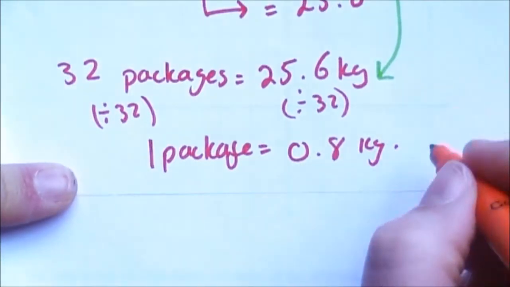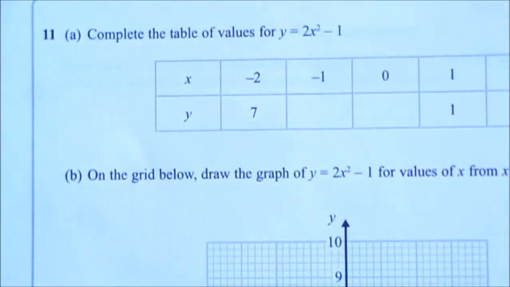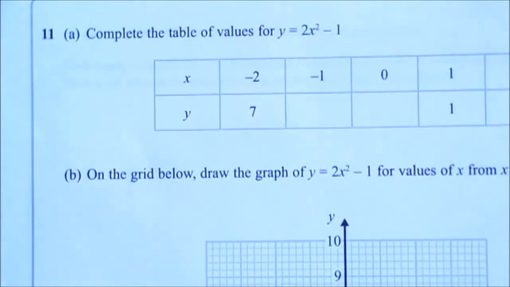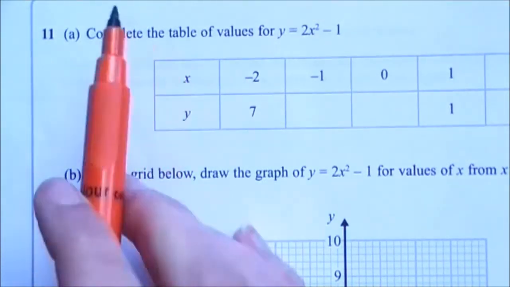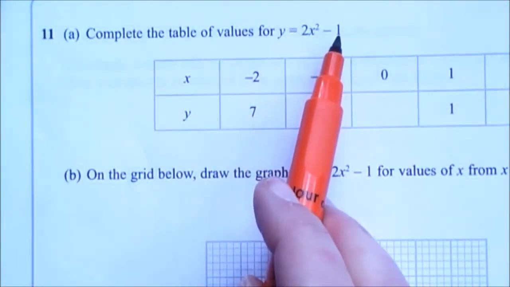From that point then, you get an A1 mark for getting the 0.8 kilograms correct. Question 11 is for using a table of values to plot a graph. Complete the table of values for y equals 2x squared minus 1.